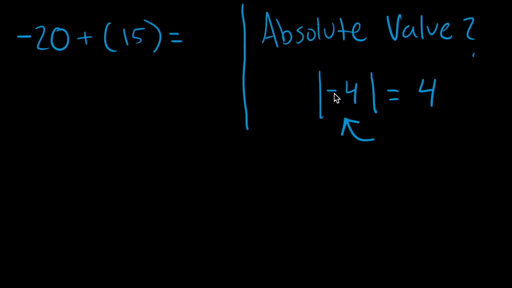And it doesn't matter if the number inside these two lines is negative or positive, it's going to be positive as your absolute value, because we only look at the distance or the units away from 0. So you're 4 units away from 0. Now, let's go back to the problem.